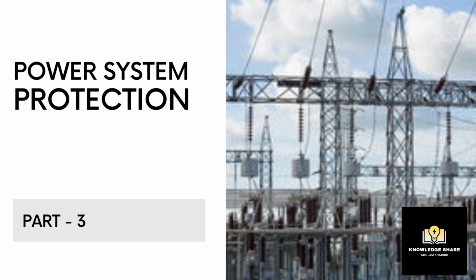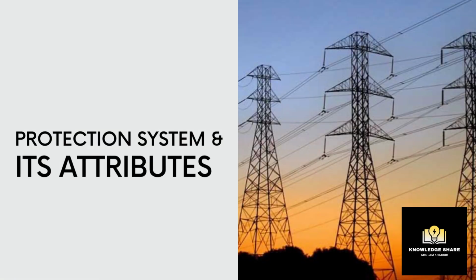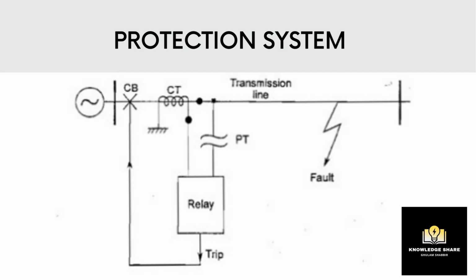In continuation of the Power System Protection series, today we are going to see part 3 of this series. In this part, we shall discuss the protection system and its attributes. In this figure, you can see a protection system consisting of a current transformer denoted as CT, a potential transformer as PT, a protection relay, and an associated circuit breaker as CB.